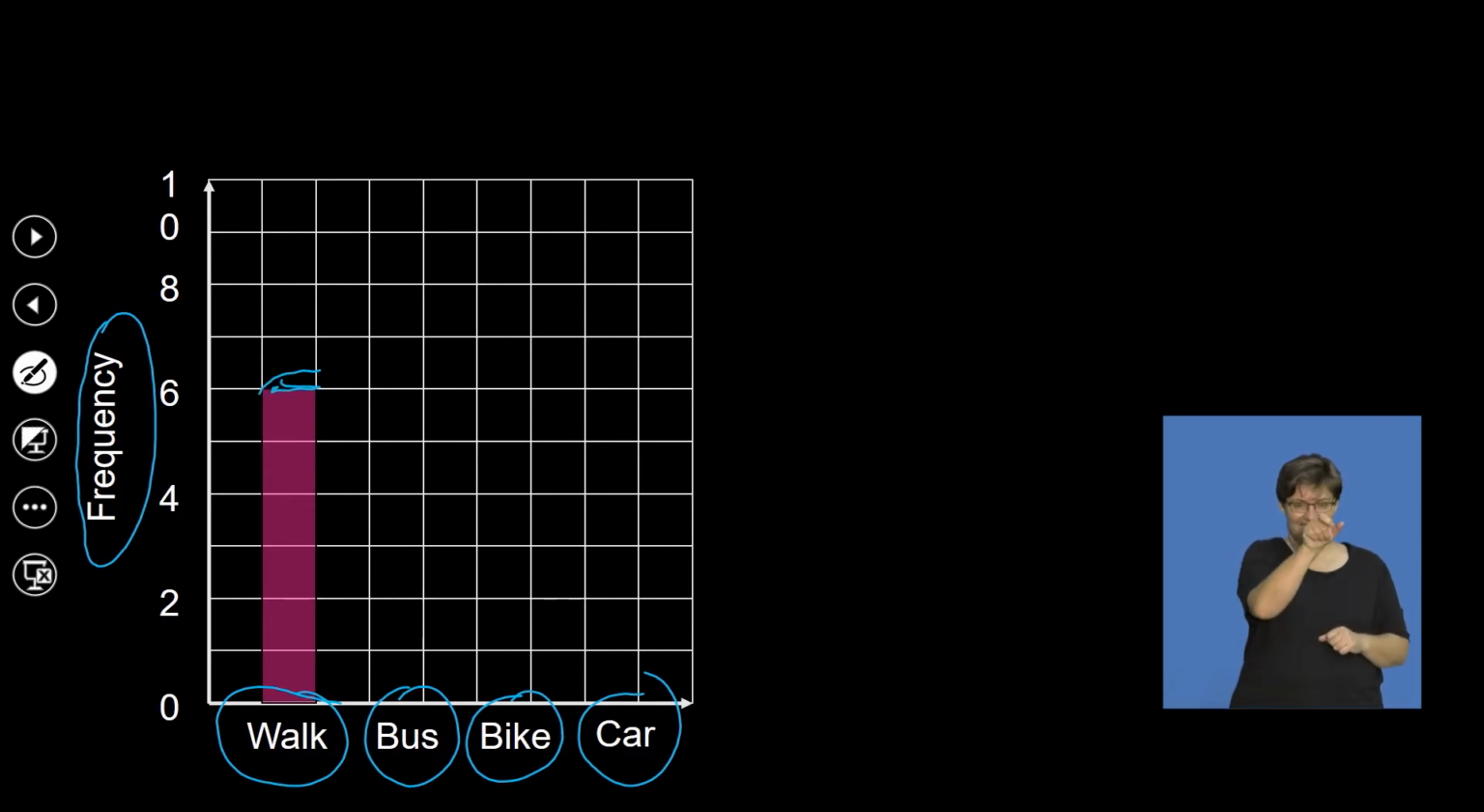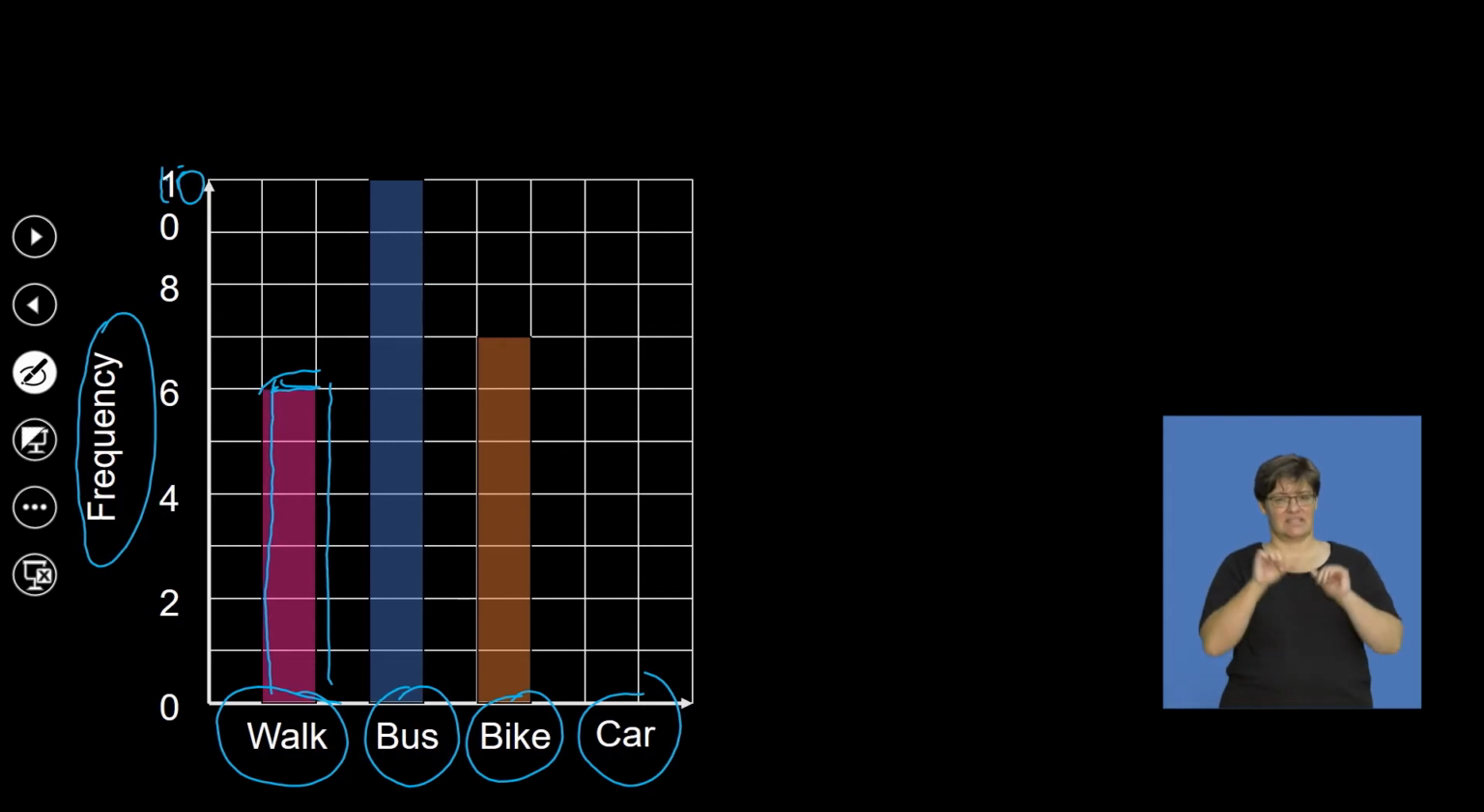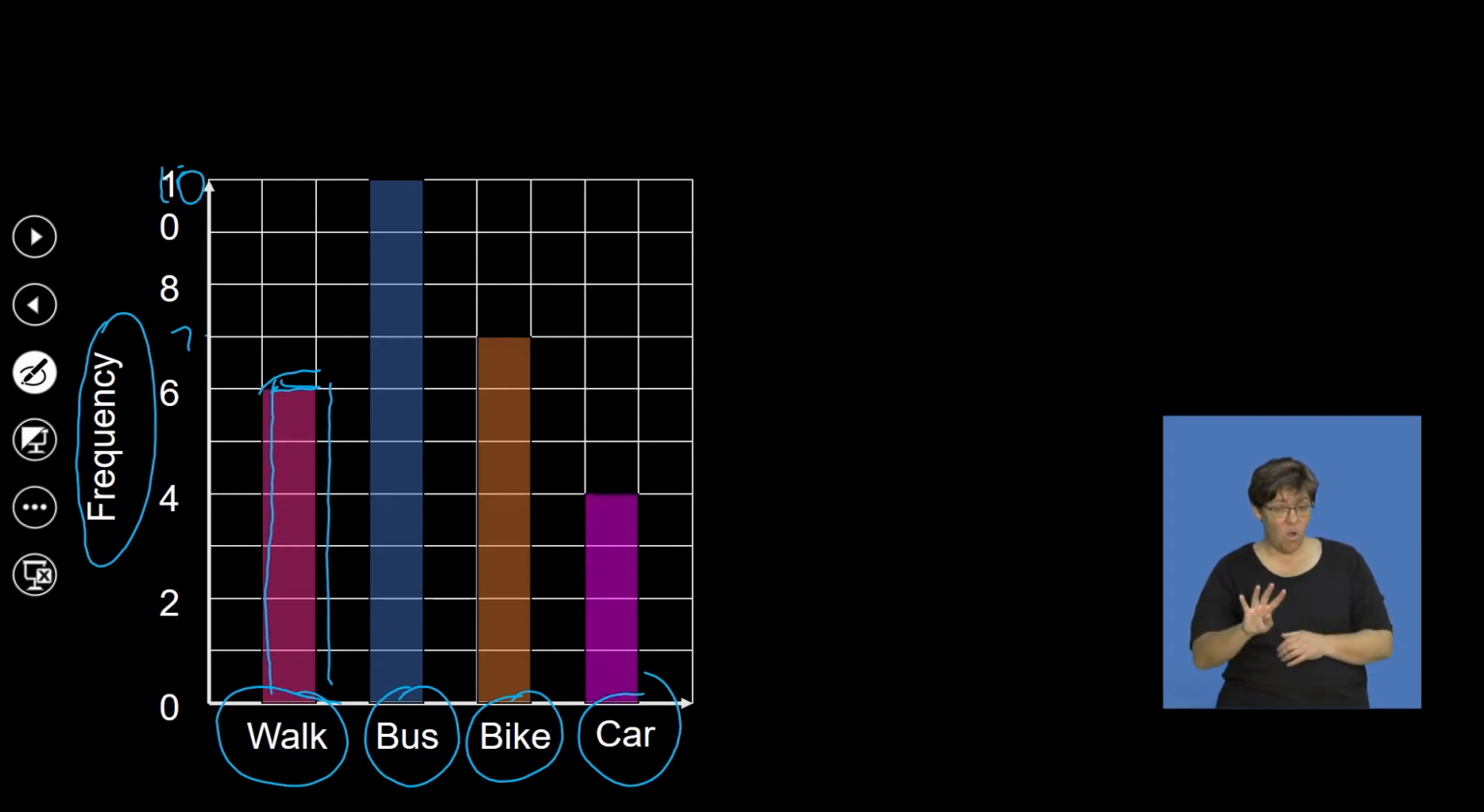So actually, with your ruler, that's what you do. Because about 6 students walk. Then we have about 10 students use bus. This should be 10. Okay, 10 uses a bus. And how many uses a bike to come to school? So we had 7 use a bike, and 4 use a car.